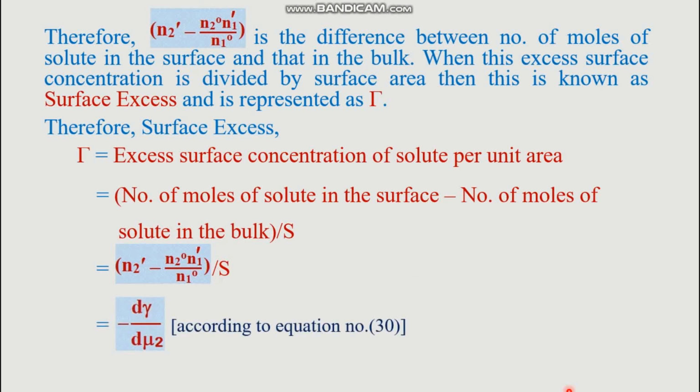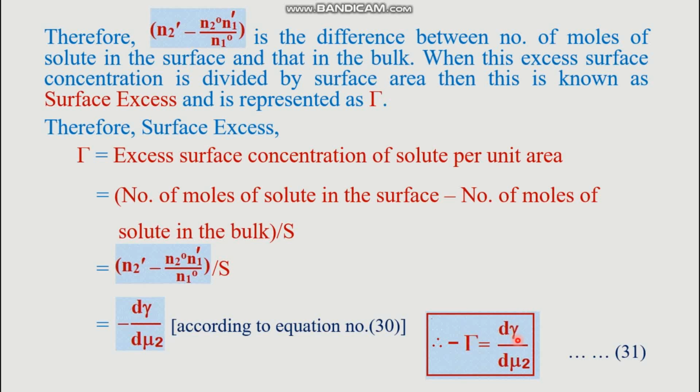So in the right hand side of equation number 30, what is there? It is minus d gamma by d mu 2. So we get another equation. Gamma, that is surface excess, is minus d gamma by d mu 2. Here the capital letter gamma is the surface excess, and this small letter gamma is the surface tension.